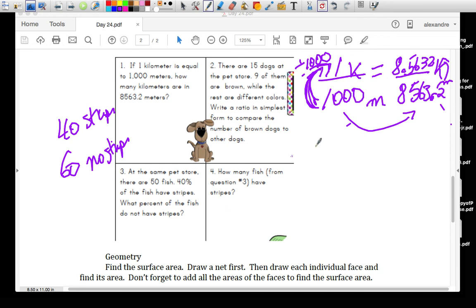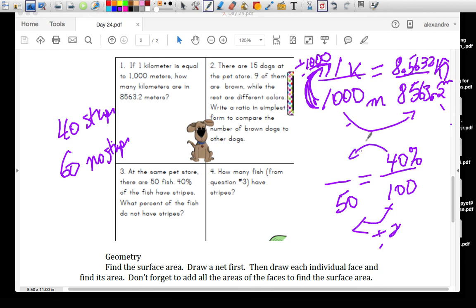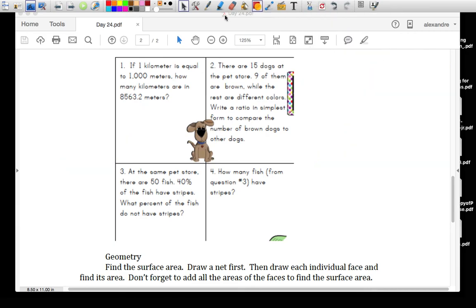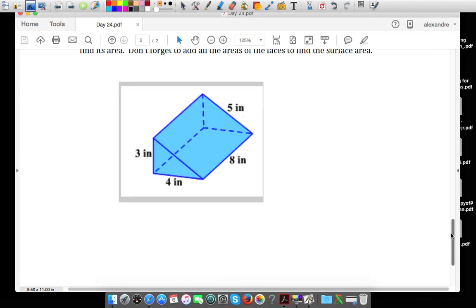Now, how many fish have stripes? So let's do our percent proportion. 100, remember? So 40% of the fish have stripes. And how many fish do we have in total? 50. Is there a relationship here? Yes. Divide by 2. Divide by 2. So 20 fish have stripes. Okay. And I think we're almost, this was easy.